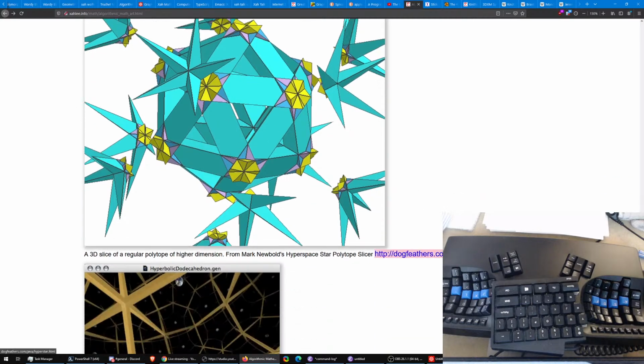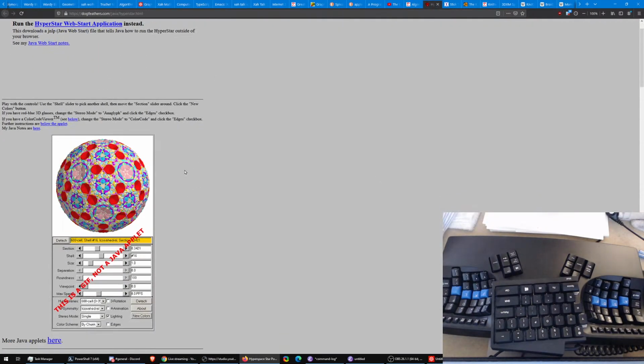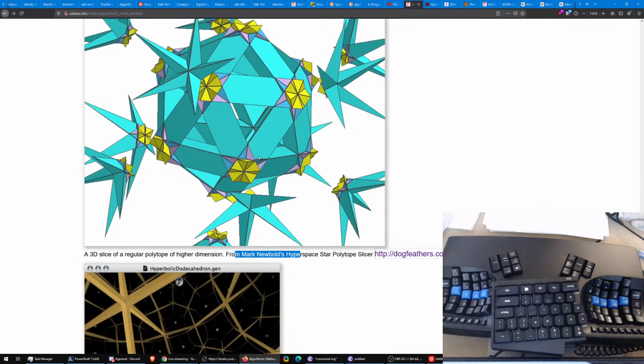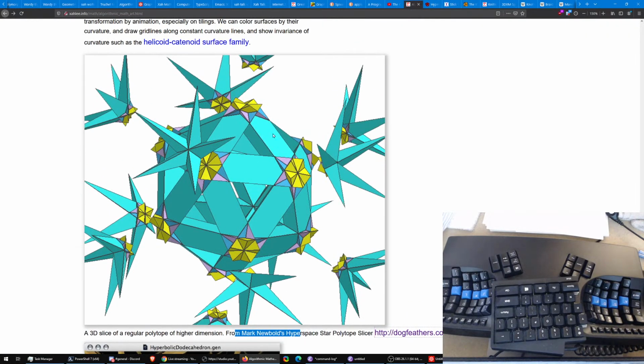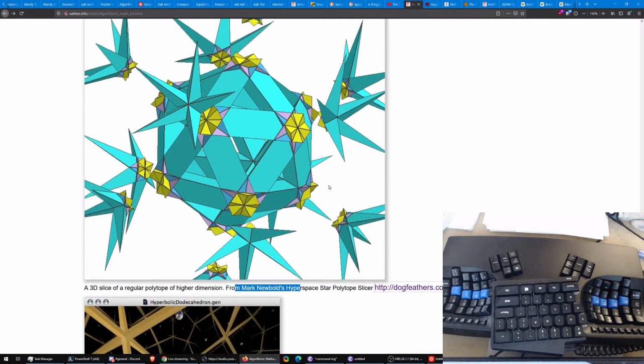Most of these people I contacted or emailed in the 1990s or 2000s. They have a website, but unfortunately it's written in Java, which is dead today, so you cannot run it. You have to install Java and do stuff to get it to run. Anyway, so this is a slice of a higher dimensional thing into 3D.